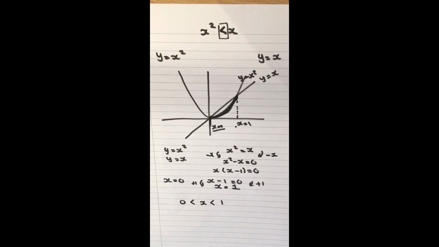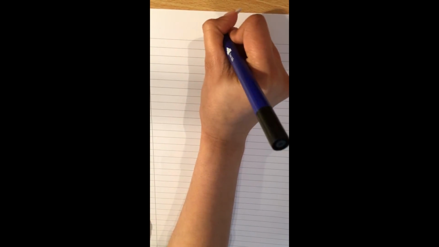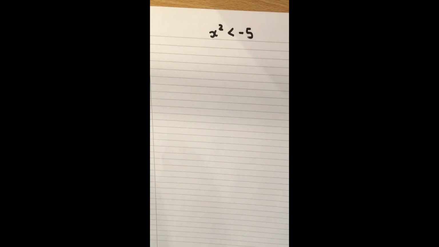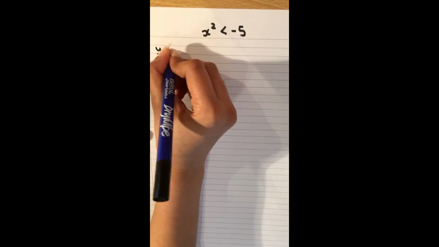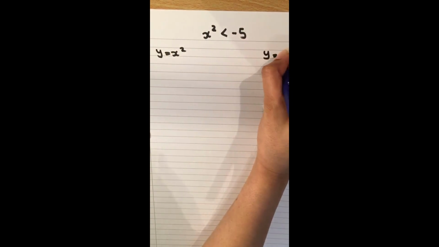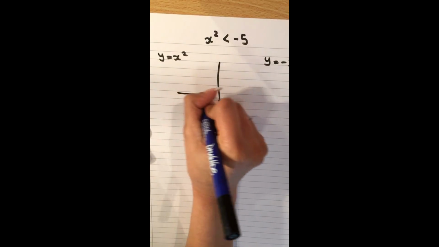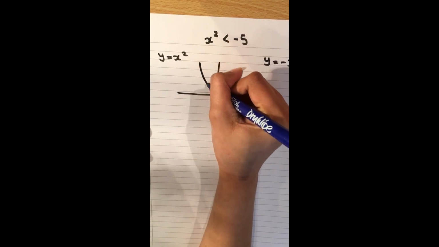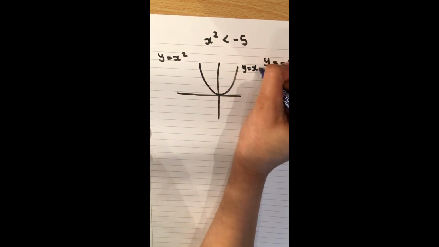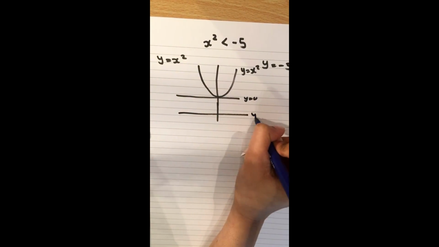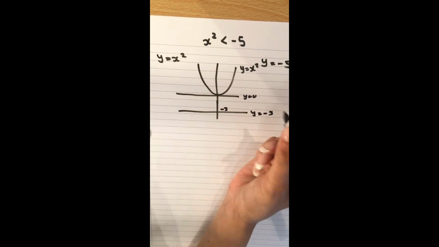To follow on, it's important to realise that not all inequalities have solutions. For example, take x squared is less than minus 5. Again, take this as two separate graphs. So you get y equals x squared and y equals minus 5. Draw the graphs. So this is y equals x squared. And this is y equals 0. And this here is y equals minus 5, crossing at minus 5.